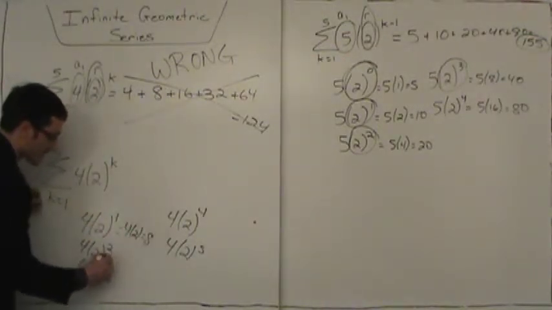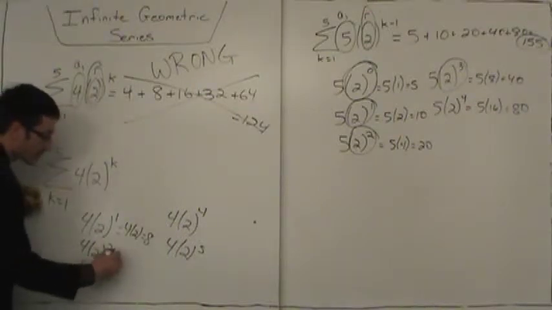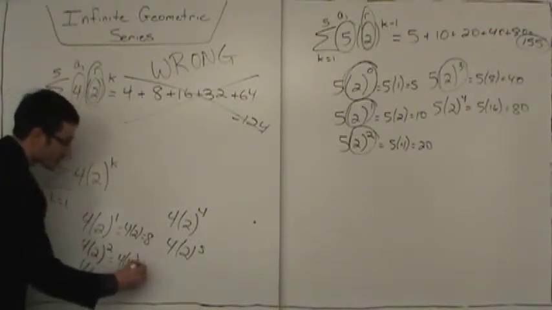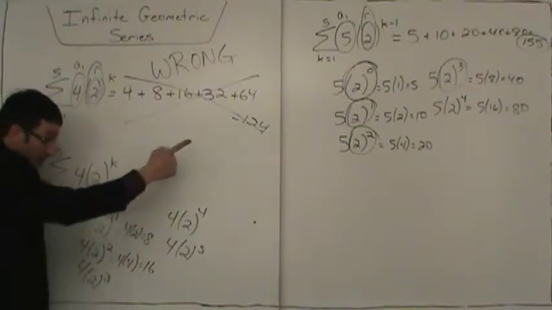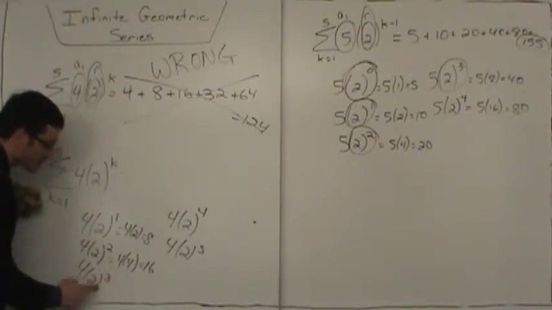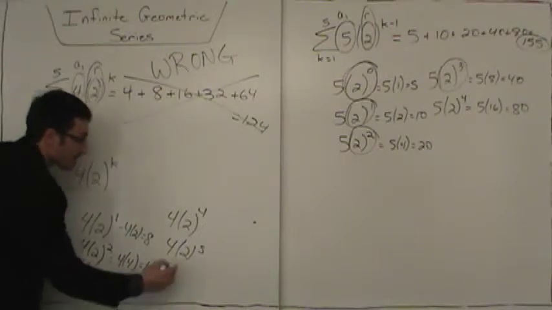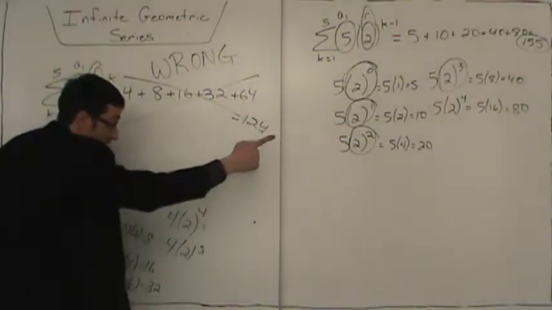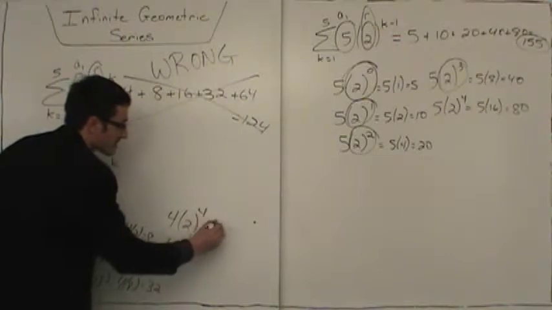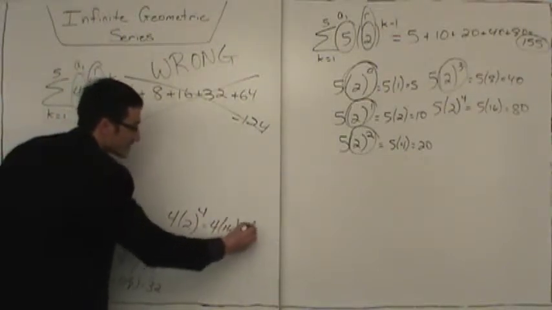8. Next, we get 2 squared. 2 squared is 4, so we get 4 times 4, which is 16. 2 cubed, we've already established over there. 2 to the third power is 8, so we get 4 times 8, which is 32. And 2 to the fourth power is 16, so we get 4 times 16, which is 64.